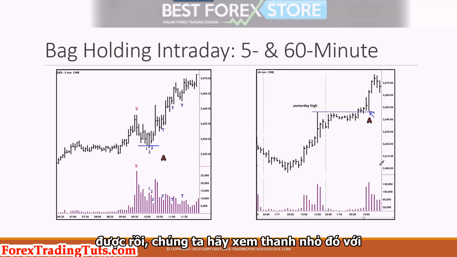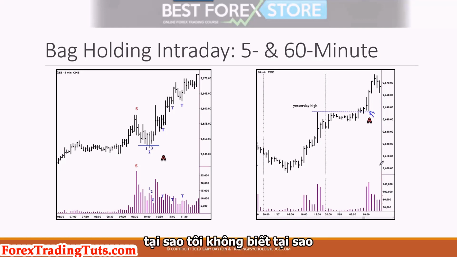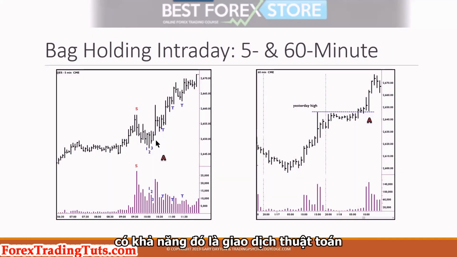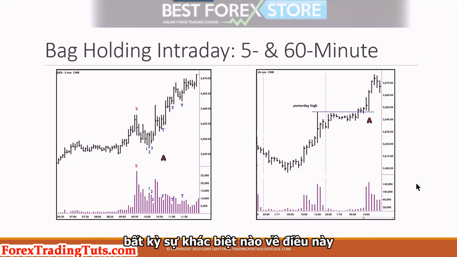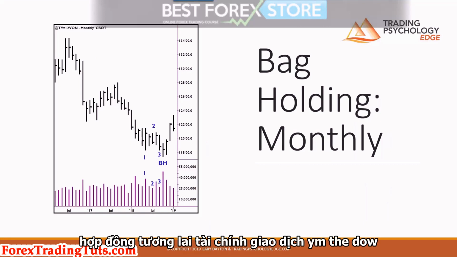Okay, let's see. That small bar with large volume after 3. Why? Yeah, I don't know why. Could be algorithmic trading there. Most likely it's algo trading. These high volumes, a lot of it is algorithmic trading, but it doesn't make any difference on this. If you don't want the algorithmic trading and you want to trade the financial futures, trade the YM, the Dow.